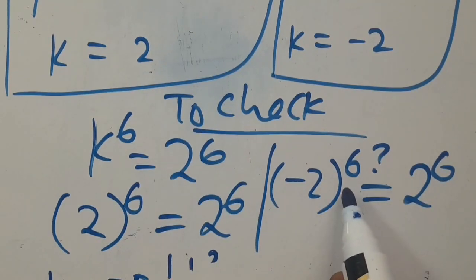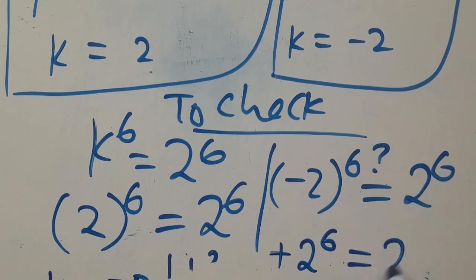That this power is even, and this will be positive, then 2 to the power of 6 will be equals 2 to the power of 6.